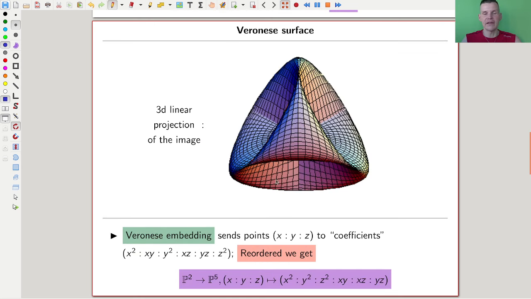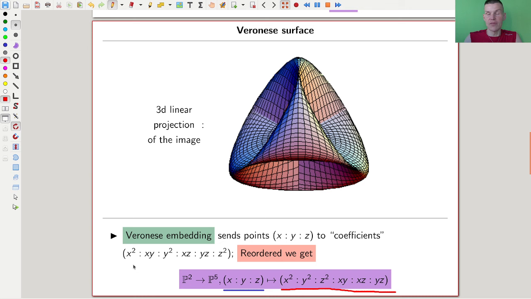And this motivates the following embedding from projective 2 space, where you have the 3 coordinates, to projective 5 space, where you have the 6 coordinates. The 3 coordinates is fixing the point. The 6 coordinates are the coefficient type things. So you send points to coefficients, which are just reordered, as you send x, y, z to x squared, y squared, z squared, xy, xz, yz. And the image of this map is a famous surface.